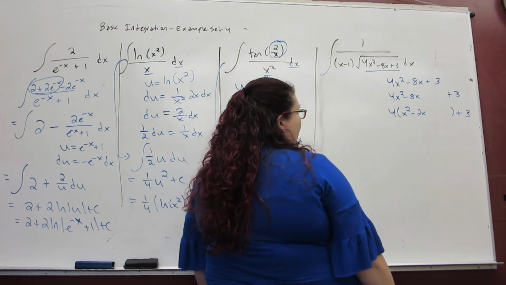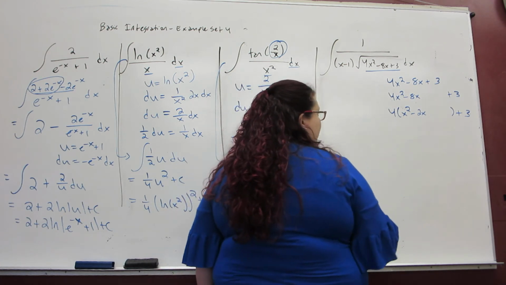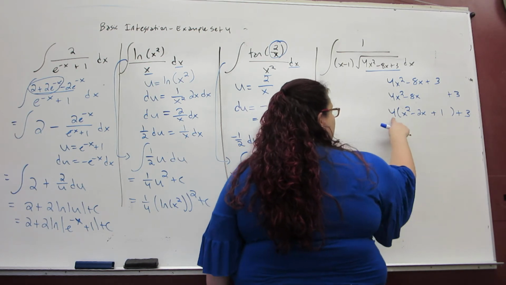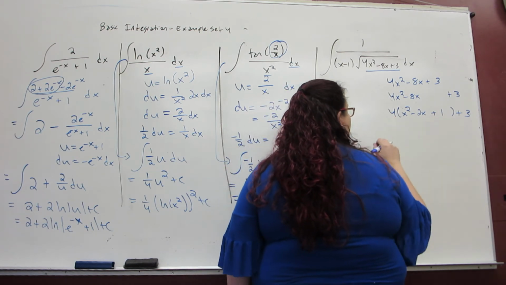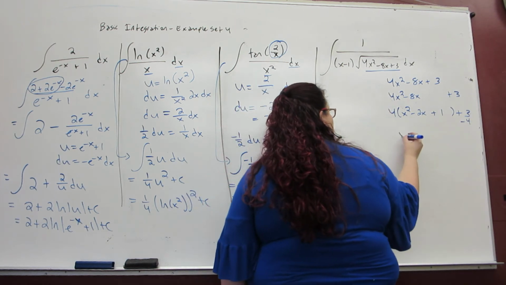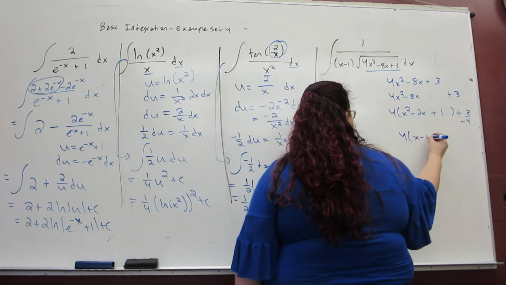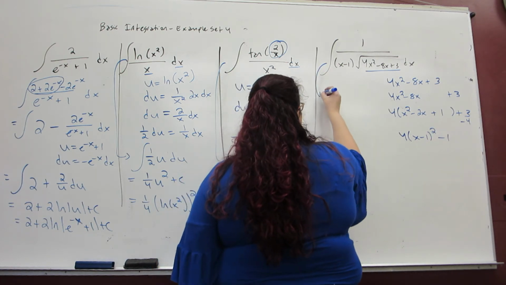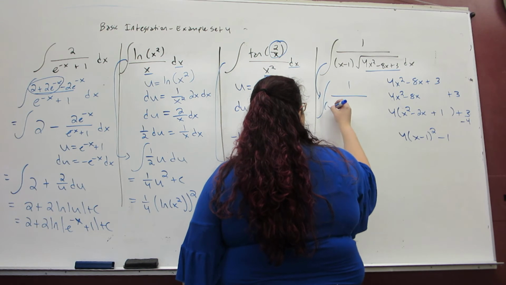Okay, now to make this inside a perfect square, I'd have to put a plus 1 here. But since it was inside times 4, what I really added was 4, so then I have to subtract 4 as well to counteract it. This then becomes 4 times x minus 1 squared minus 1. And that can go into my integral.